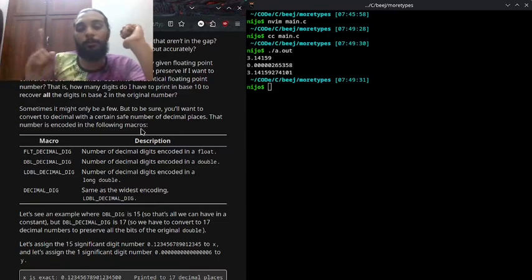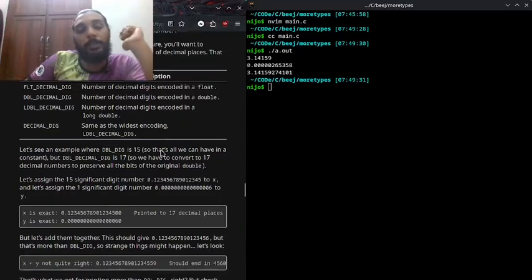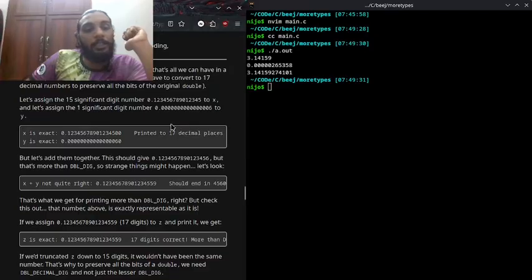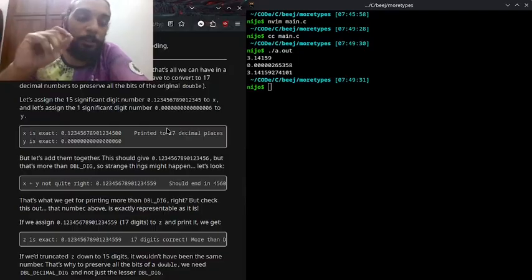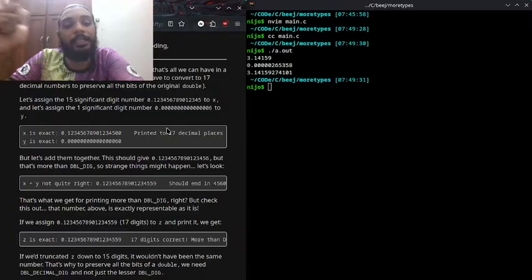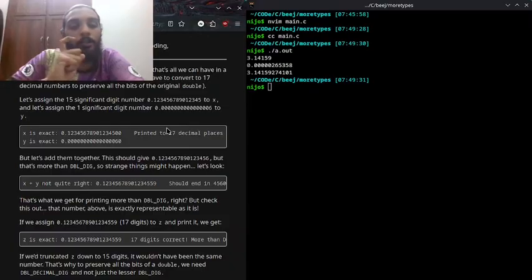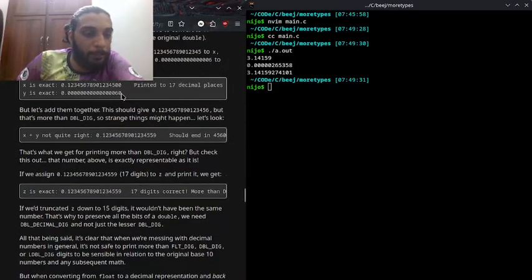That number is encoded in the following macros: the number of decimal digits encoded in a float, the number of decimal digits encoded in a double, and the number of decimal digits encoded in a long double, the same as the widest encoding. Let's take an example where DBL_DIG is 15, so that we can only have that many in a constant, but DBL_DECIMAL_DIG is 17, so we have to convert to 17 decimal digits to preserve all the bits of the original double. Let's assign the 15 significant digit number to x, and let's assign this other number to y, printed to 17 decimal places.